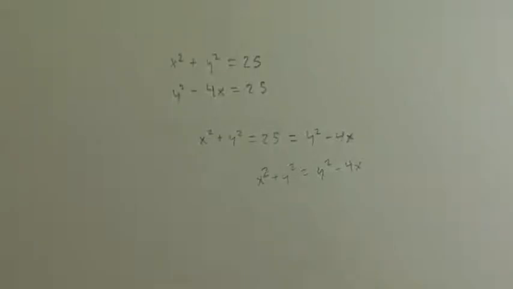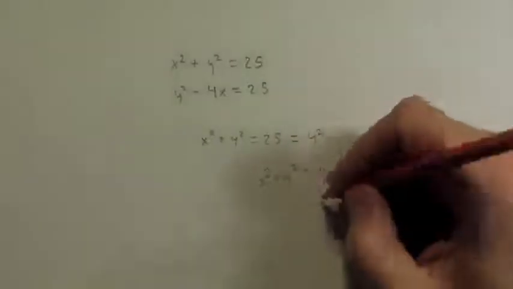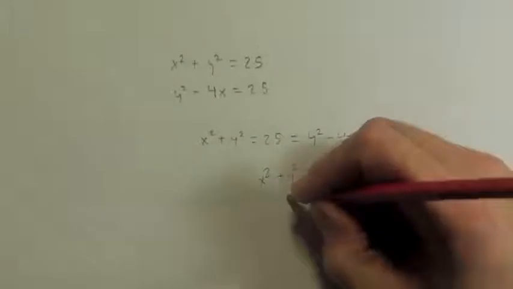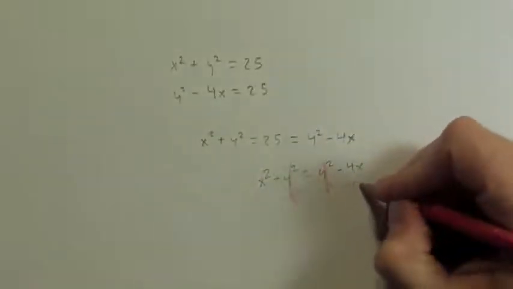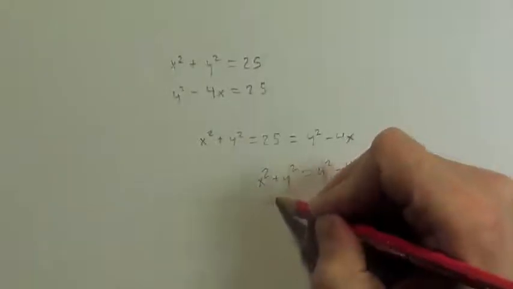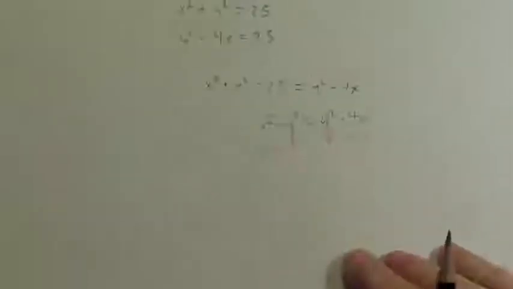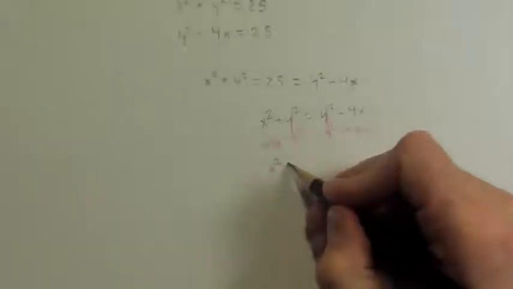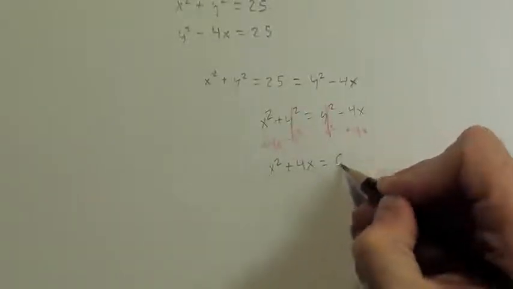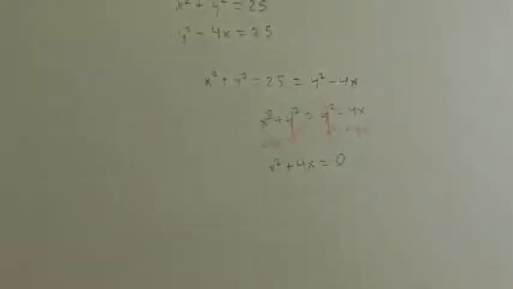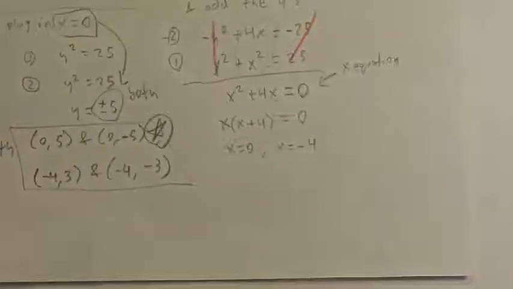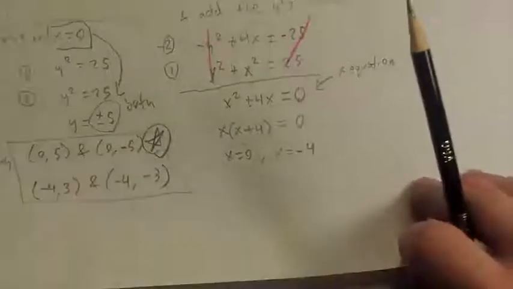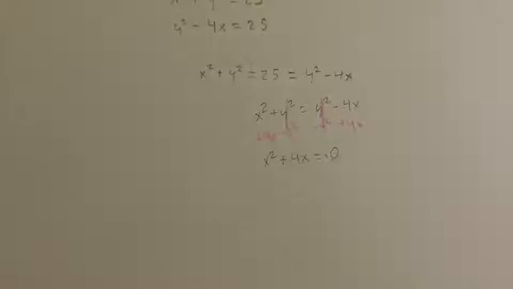Well, let's see what happens if we do that. If we subtract y squared on both sides, we see that they cancel, and if I add 4x to both sides, we get this equation here, x squared plus 4x equals 0. Well, what do you know? That's exactly what we got over here using the addition method. Right? This same exact equation.